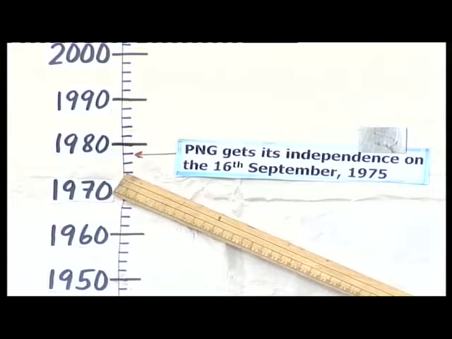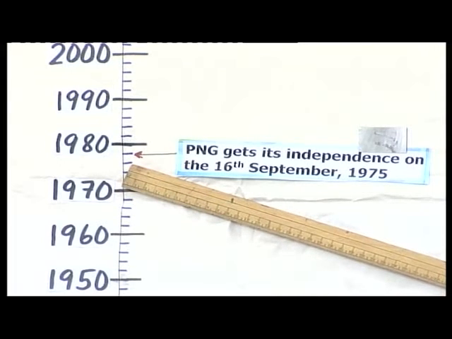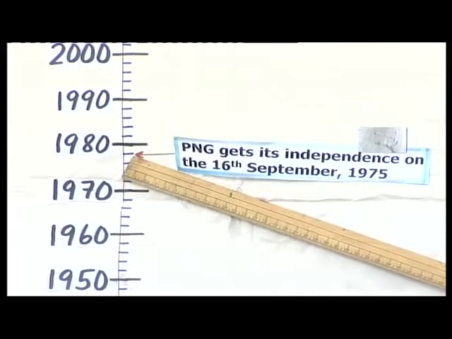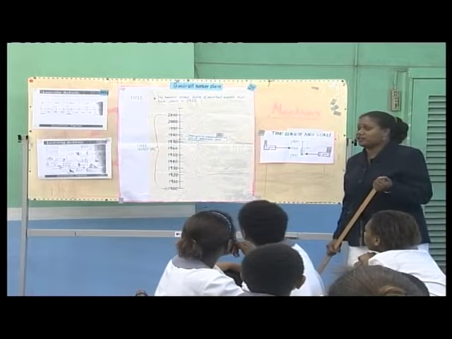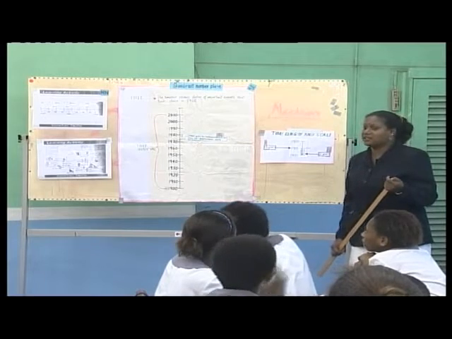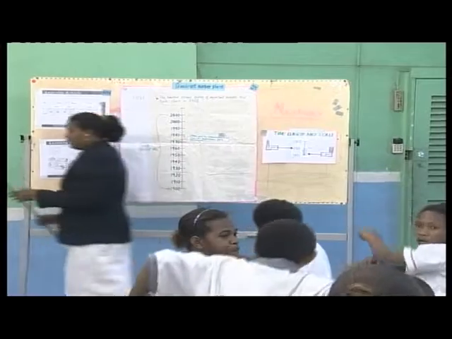So can we count from there? 1972. So this one would be 1974, and this would be 1976. So is Rodney correct? No, he is not correct. Can someone come and plot where 1975 would be? Yes, Jason, quickly.